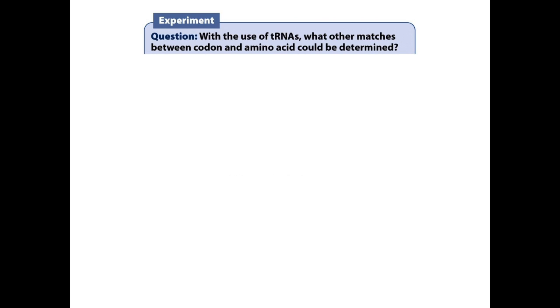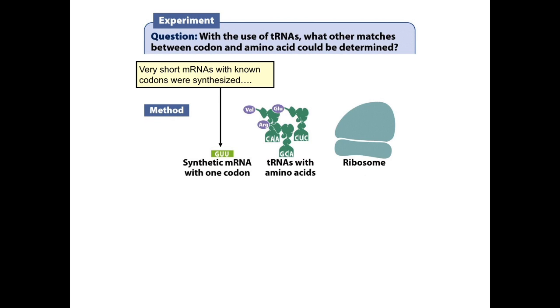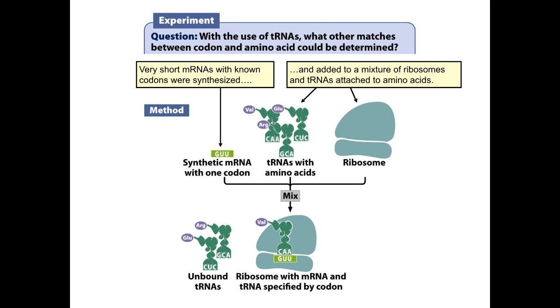So if we use tRNAs, what other matches between codon and amino acid could be determined? So here's what you do. Very short mRNAs with known codons were synthesized. And here you have a synthetic mRNA with just one codon. And you add a mixture of ribosomes and tRNAs that are attached to amino acids. So these are charged tRNAs. You mix them all together.